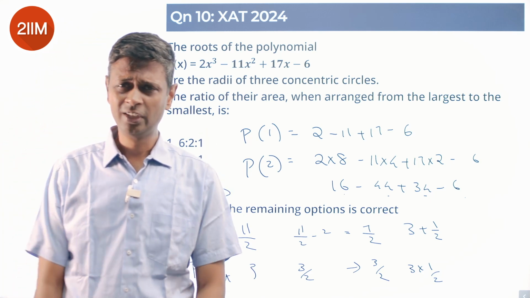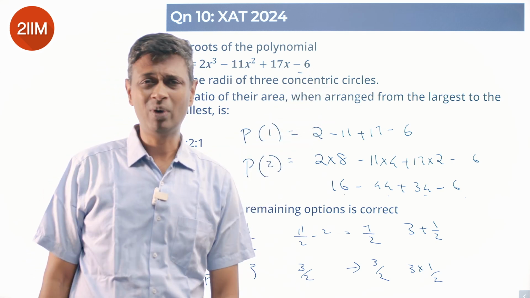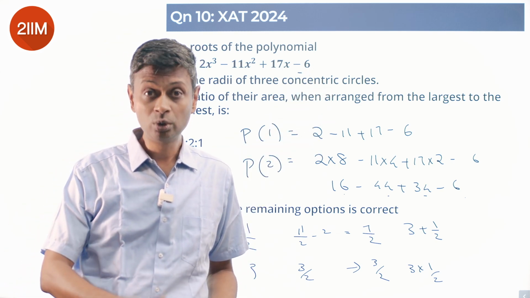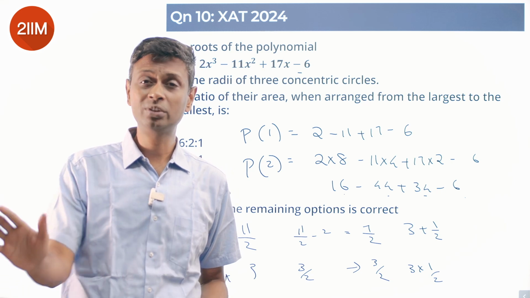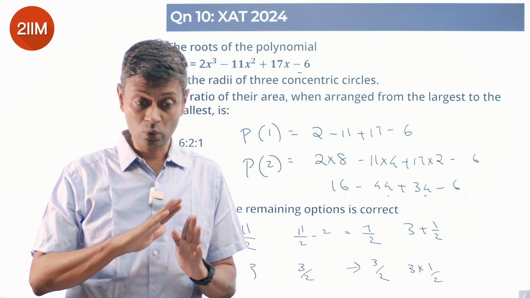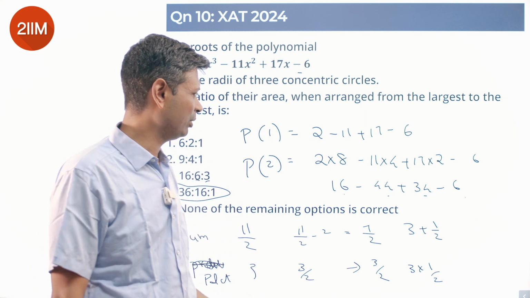Done. A nice question. We have to effectively factorize this. 1 didn't work. We tried 2. Once we found 2, 3 works, half works. Half, 2 and 3 are the 3 roots. The roots are in the ratio 1 is to 4 is to 6. Areas will be in the ratio square of that.